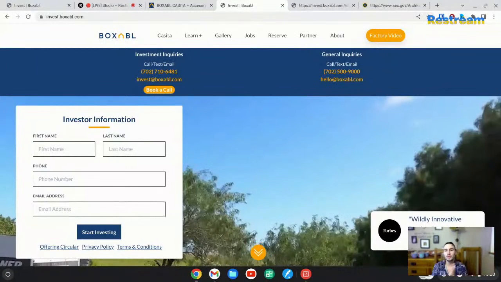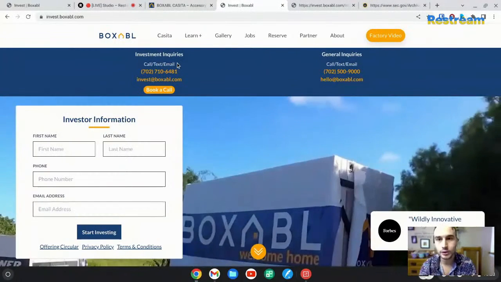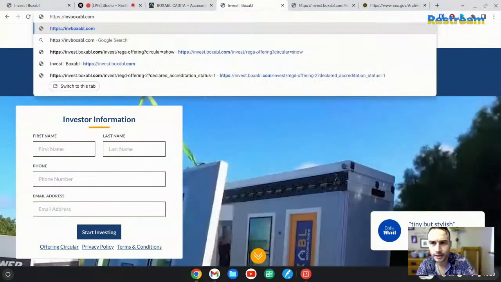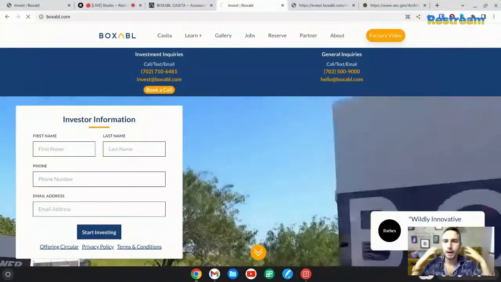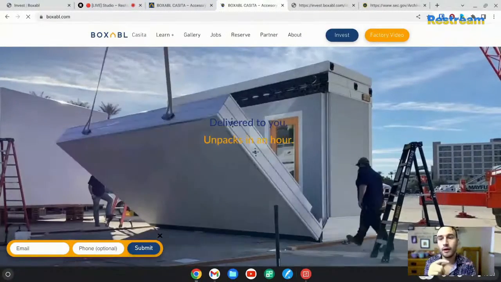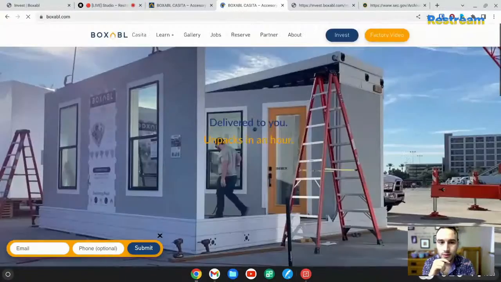Oh, okay, that's why. Guys, I just clicked on their masthead and it brought me to that same page that the ad brought me to, invest.boxable.com. I'm going to take out this "invest" up top and just click boxable.com, see where it drives me. Okay, that's actually better.